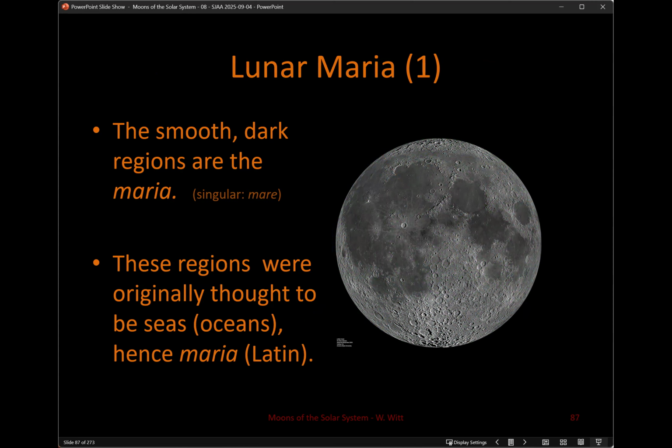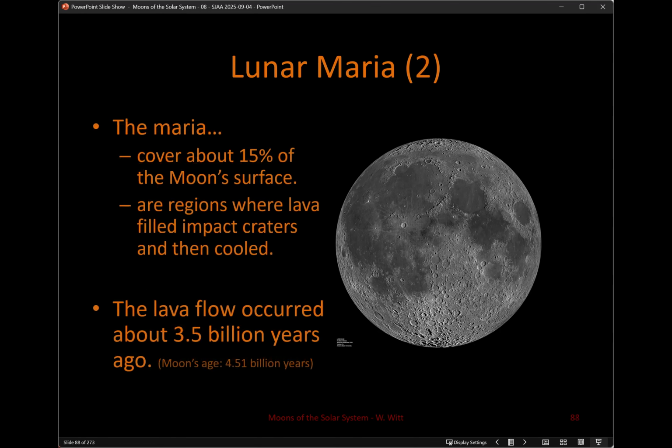These regions were originally thought to be seas, oceans. This is when we didn't have very good telescopes. People looked at the moon and they could tell that there's something different there, and they thought maybe there are oceans of water there. Now, of course, we understand that it's something different.